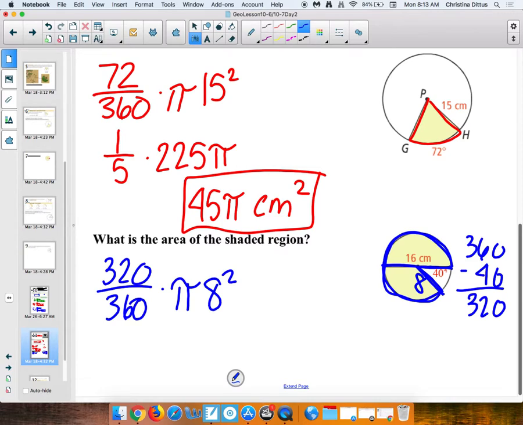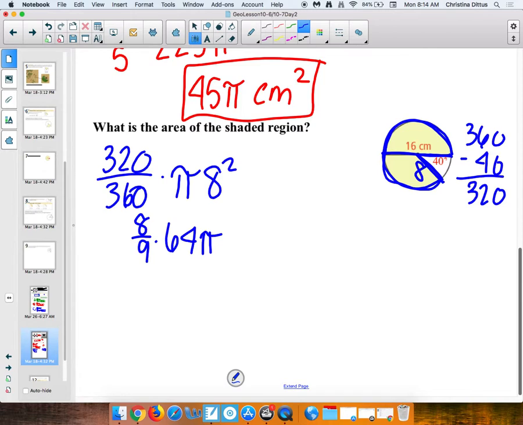What is 320 divided by 360? 8 over 9, which is not nice. That's okay. And then 8 squared is 64. So take 64 times 8. What do we get? 512. Take 512 divided by 9.